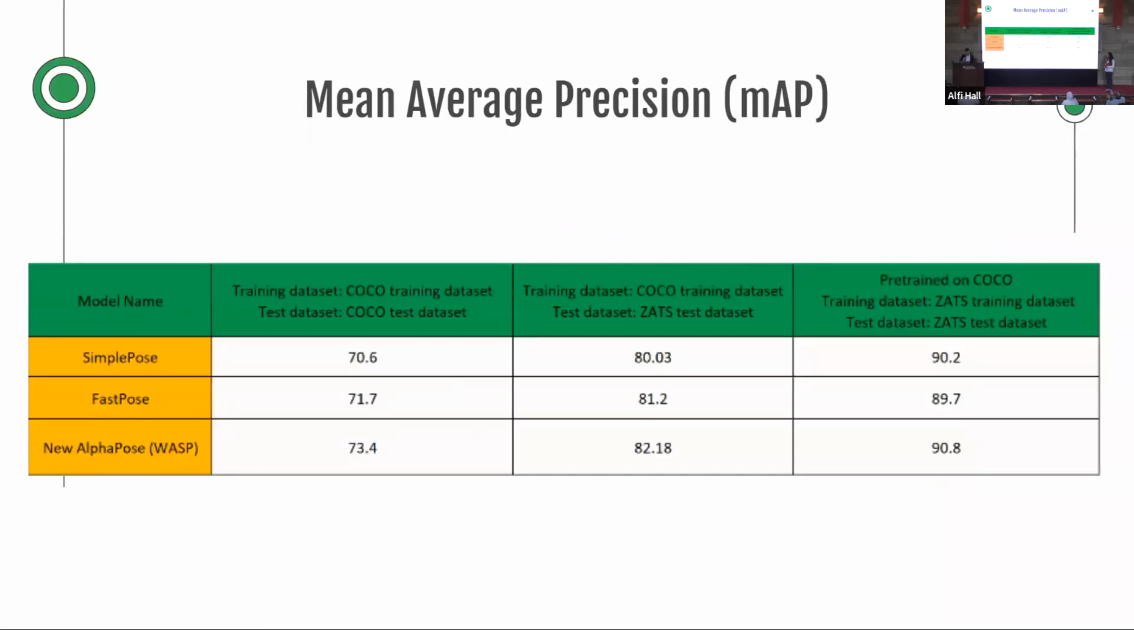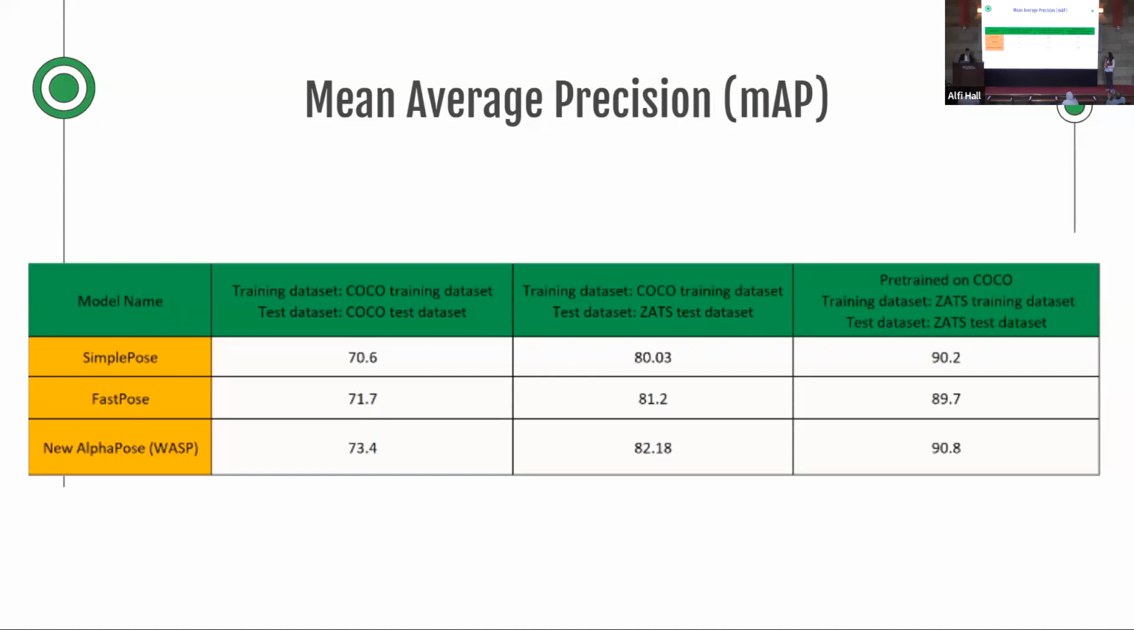So let me clarify these numbers to you through this table. Firstly, I want to explain what FastPose is. It's an alternative for SimplePose. It's an SPPE, so it's also part of AlphaPose. So we are using the same framework in all experiments. The different thing is the SPPE. So we have SimplePose and FastPose and the new proposed AlphaPose, which is the WASP module.